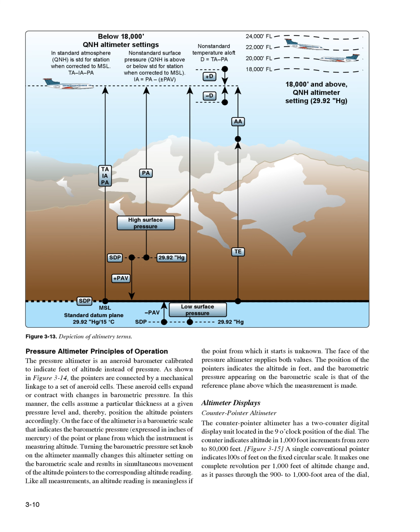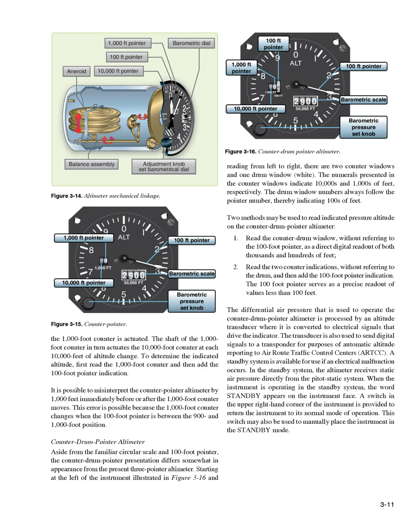Altimeter displays: counterpointer altimeter. The counterpointer altimeter has a 2-counter digital display unit located in the 9 o'clock position of the dial. The counter indicates altitude in 1,000-foot increments from 0 to 80,000 feet. In Figure 3.15, a single conventional pointer indicates 100s of feet on the fixed circular scale. It makes 1 complete revolution per 1,000 feet of altitude change and, as it passes through the 900 to 1,000 foot area of the dial, the 1,000 foot counter is actuated. The shaft of the 1,000 foot counter in turn actuates the 10,000 foot counter at each 10,000 feet of altitude change. To determine the indicated altitude, first read the 1,000 foot counter and then add the 100 foot pointer indication.